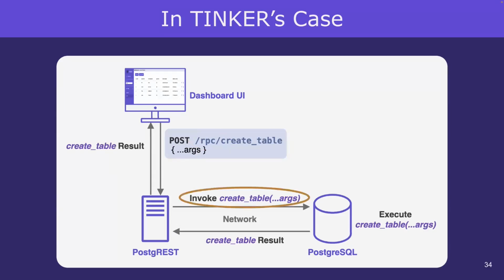Postgres takes the required arguments and sends the request to PostgreSQL to invoke the stored procedure create table. PostgreSQL takes the given arguments and executes the stored procedure. It then sends the results back to Postgres. Then Postgres returns those results back to the dashboard. The dashboard takes those results and updates the UI.